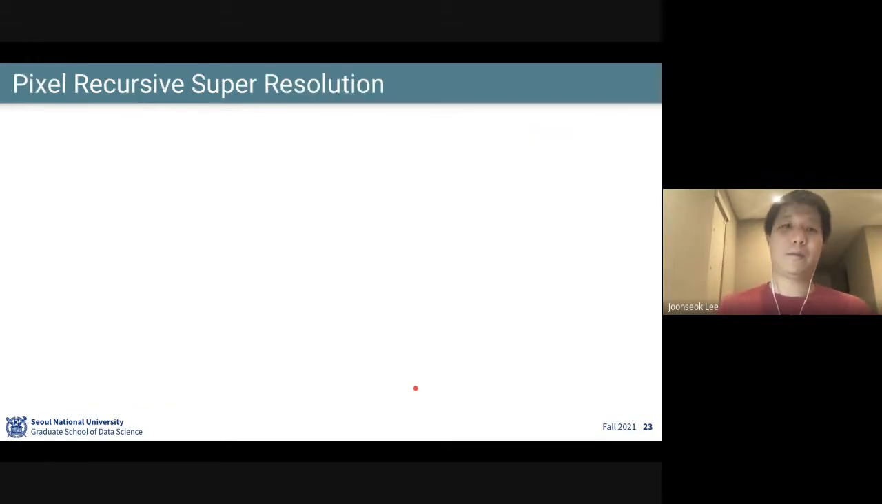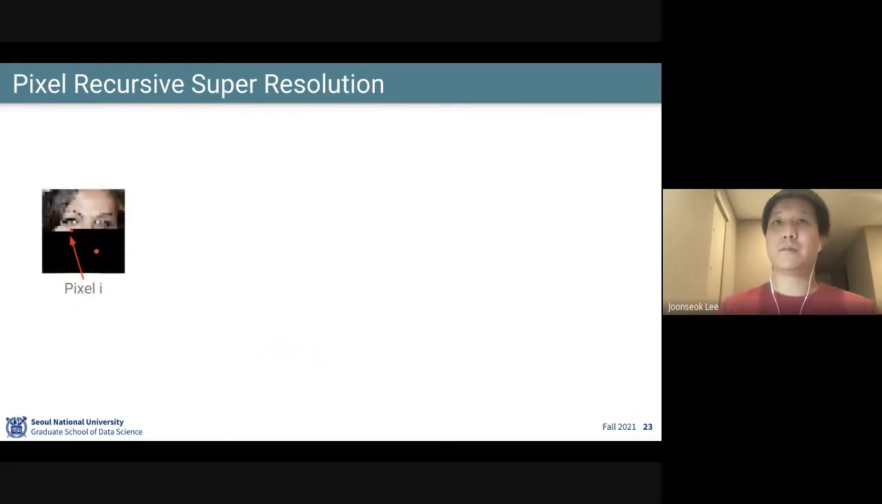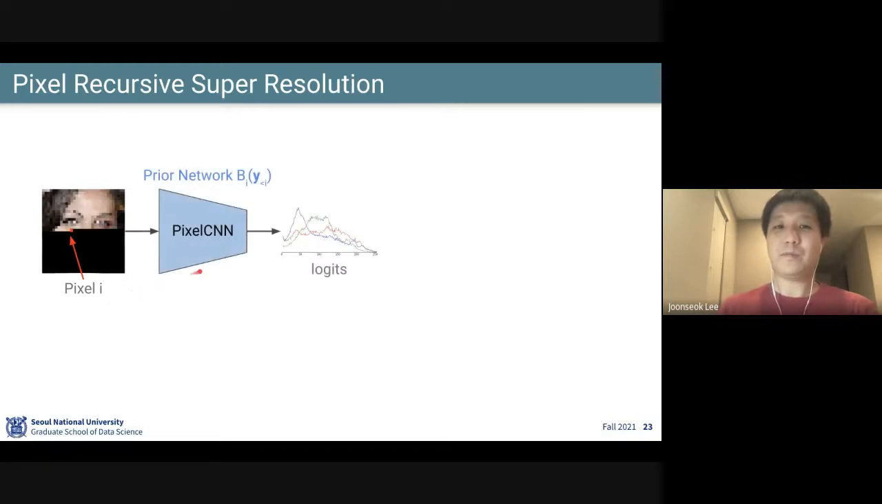So let's see how they apply the PixelCNN models to do this super resolution. Actually, that's quite simple. The model is given some partially generated image like this, just as in the PixelCNN setting. And the task is estimating the probability distribution for the next pixel, which is called pixel i here. And then they run the PixelCNN, which is called the prior network, to generate these logits. So it's just applying the PixelCNN. That's exactly what we just covered.